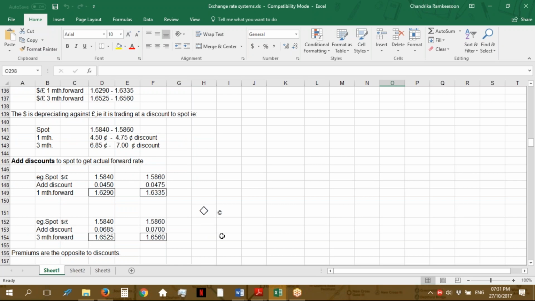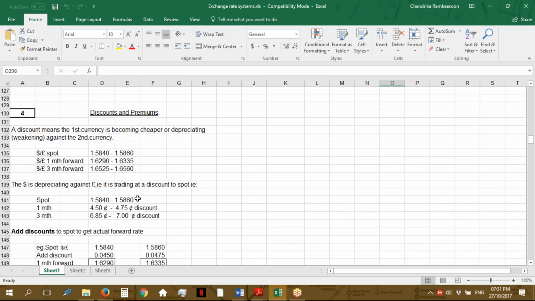What about if the currency is expected to strengthen? For example, what about if I had started, if I had taken this figure here, let me just move this across here, so it started here, and this figure here on the other hand was down here.